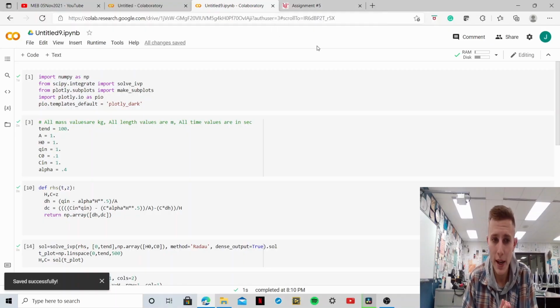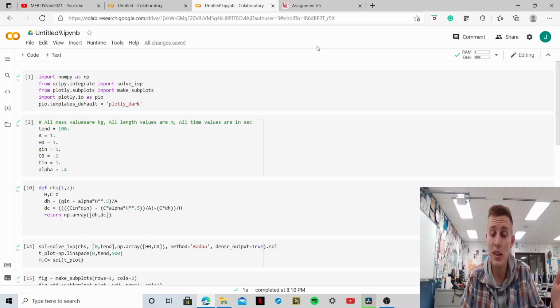Okay, so now we are going to take the equations which we just derived for the temperature and height of the water, and we are going to plot them on a time interval of 0 to 100 seconds, and show where they reach their steady states and how long it takes them to reach those steady states for height and temperature.